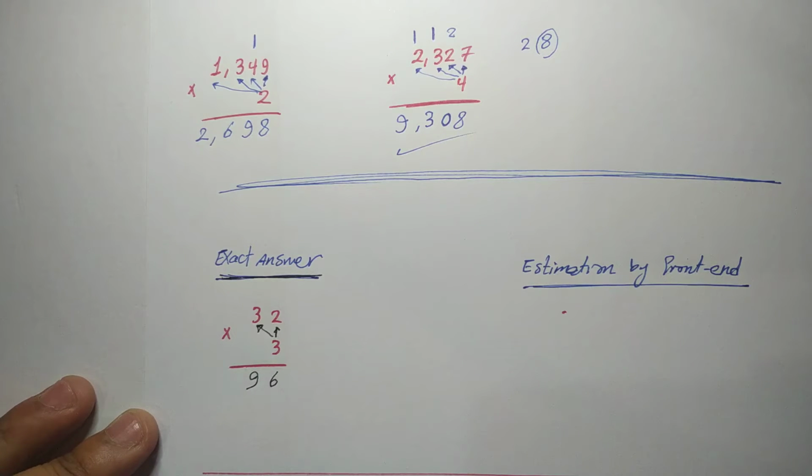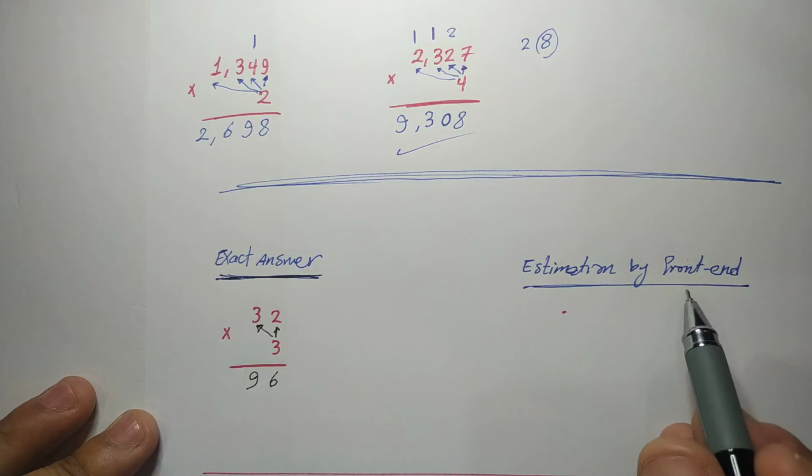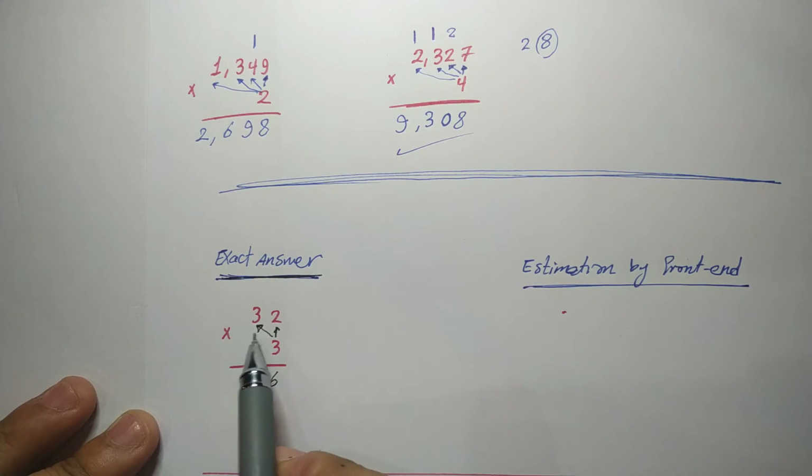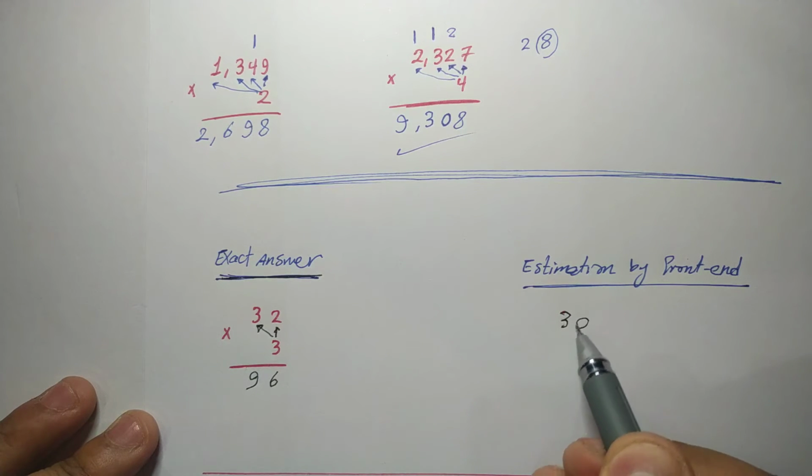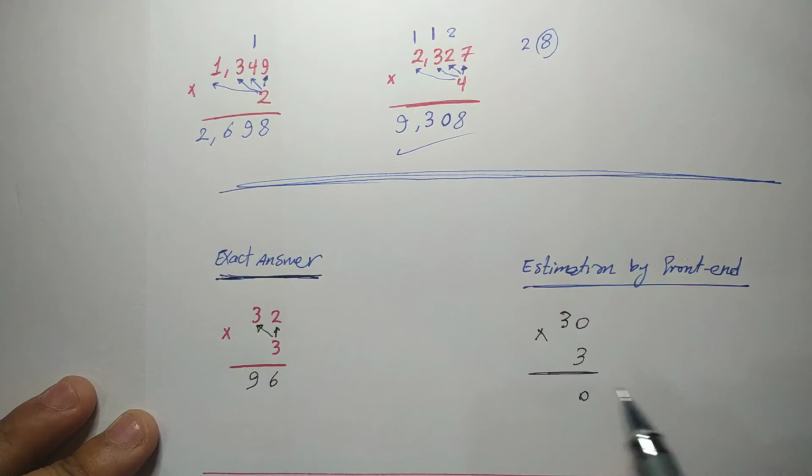Now, when we use estimation by front end, this 32 becomes 30, and this 3 stays 3. Doing this multiplication, drop 0. 3 times 3, 9. Is this answer close to this answer?